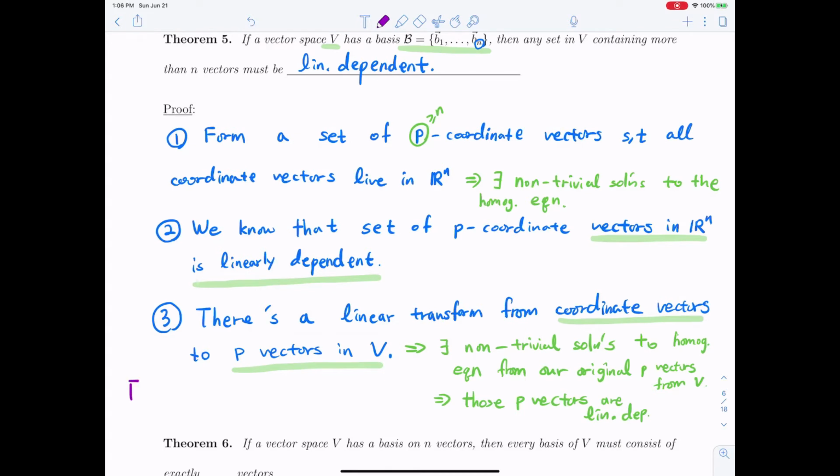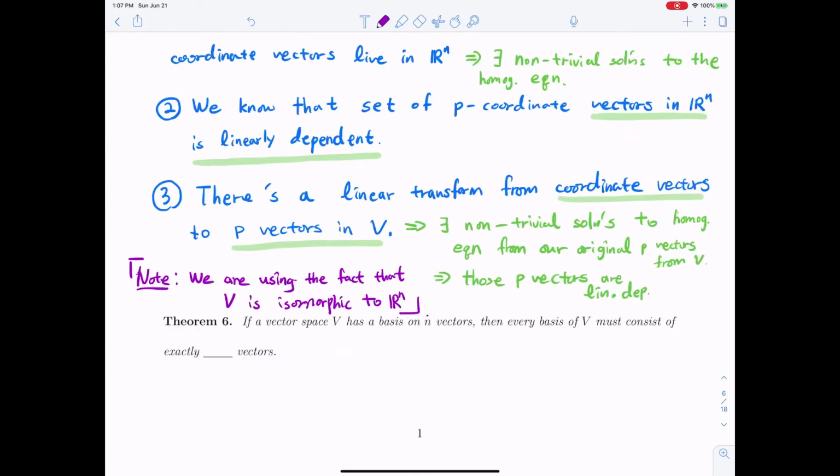So basically, what we are using here is the fact that the vector space V is isomorphic to Rn. And also, Theorem 6 states that if a vector space V has a basis of n vectors, then every basis of V must consist of exactly n vectors. So basically, this gives us an invariant of the vector space V.